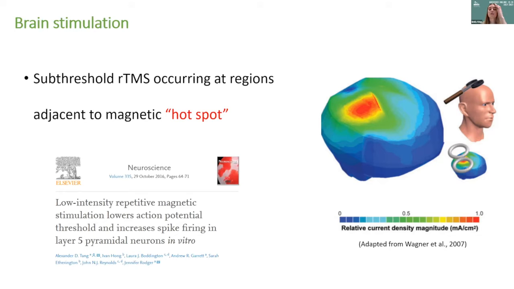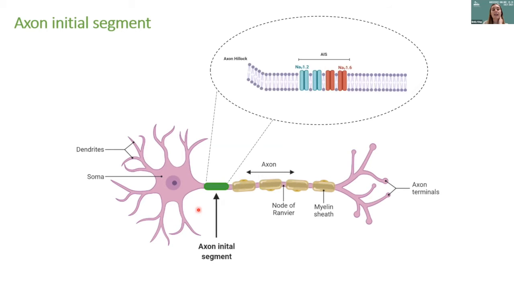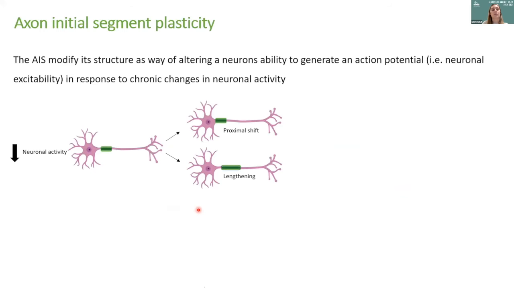The part of the neuron responsible for generating action potentials is called the axon initial segment, or the AIS for short. This is the AIS here. It sits just proximal to the soma, right after the axon hillock, and it's packed with really high densities of voltage-gated sodium channels, so densities much greater than that found at the soma or at the dendrites. It's these really high densities of sodium channels that make the AIS the site of action potential generation.